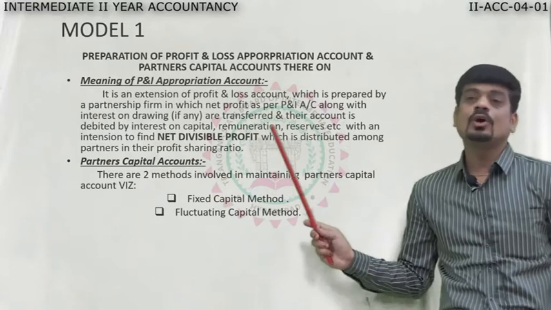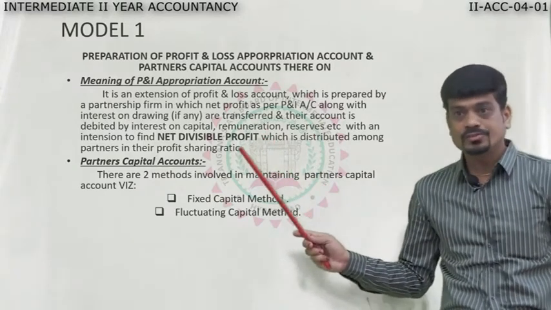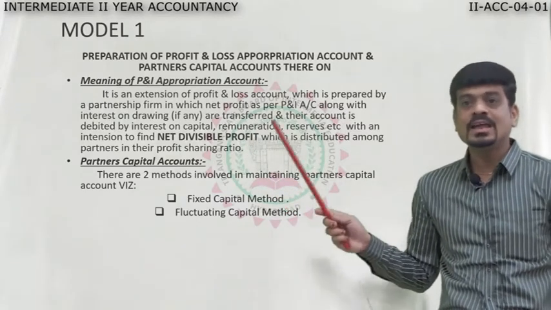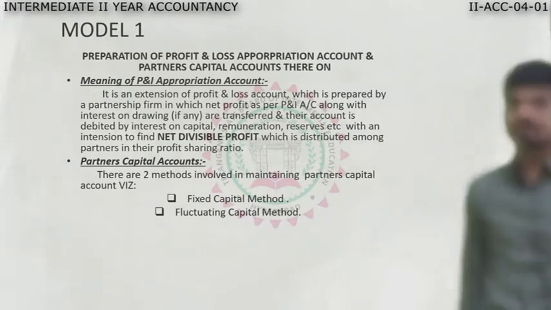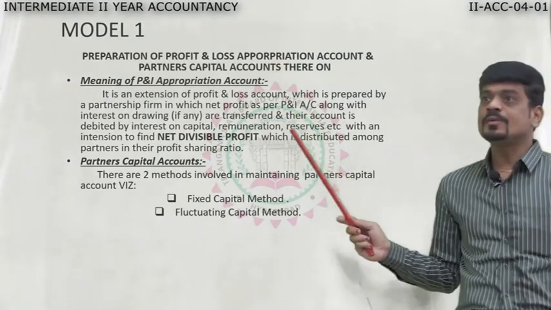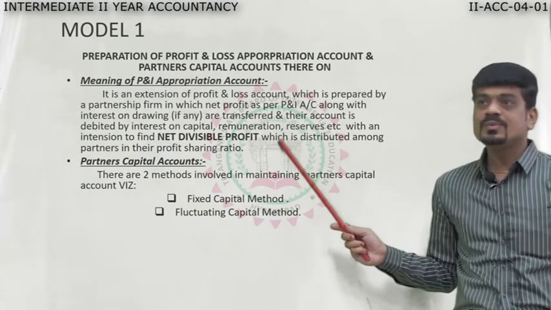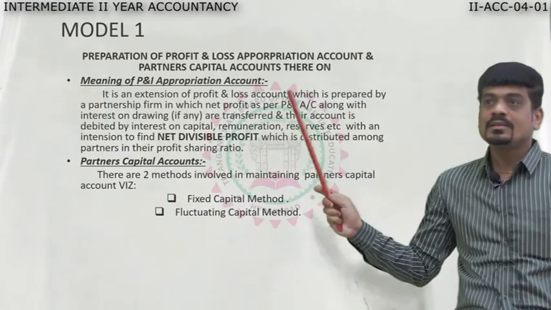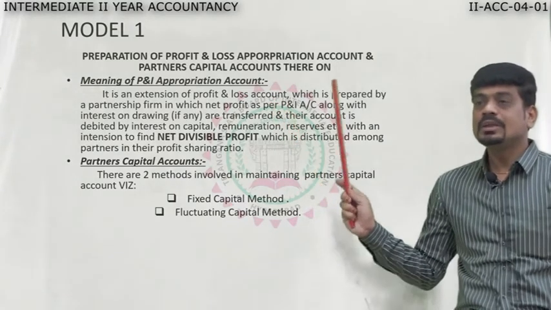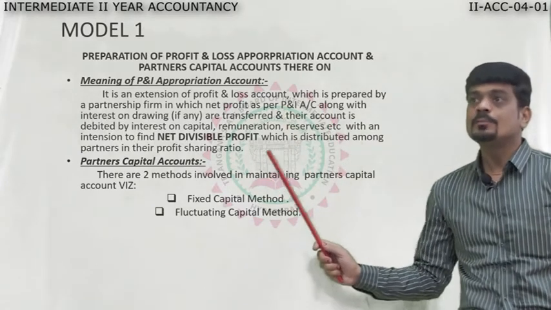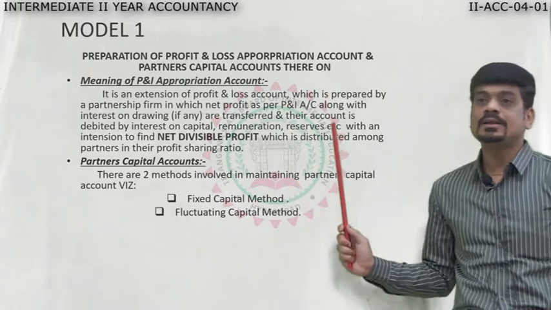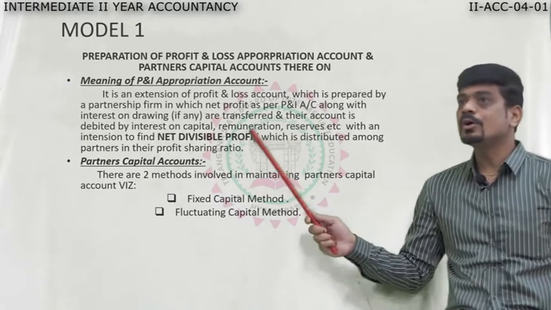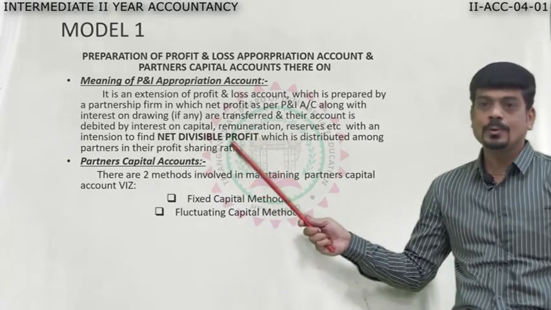It's not compulsory that we always get profit. There is a chance of loss also. So, either we may get profit or loss. But always we think positively and we use net divisible profit. So the profit and loss appropriation account, what is it? As we said, it is nothing but the extension of the profit and loss account. In that extension, we give all the provisions which are involved with the partnership deed, like how to pay interest on drawings and so on. And we come across the profit which is called net divisible profit.